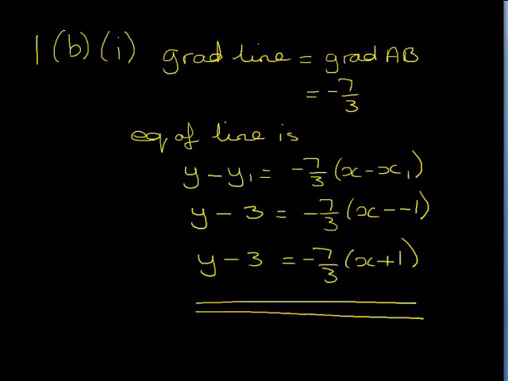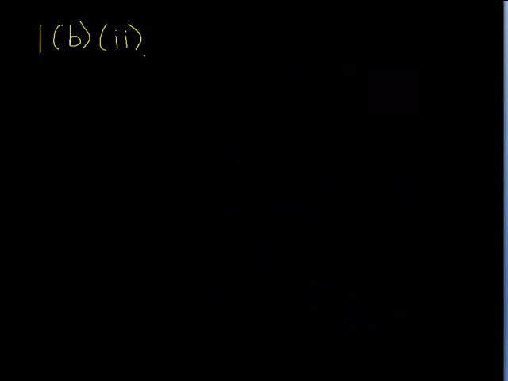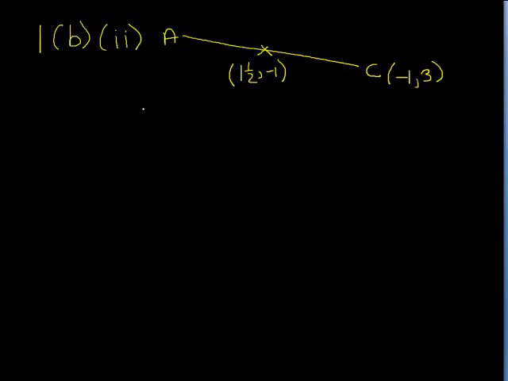Question 1, Part B, Part 2. The point (1.5, minus 1) is the midpoint of AC, so let's draw a diagram so that we get a full picture of this situation. So there's the midpoint with coordinates (1.5, minus 1). Point C has coordinates (minus 1, 3). And we need to find the coordinates of point A. Let's call them (x, y).